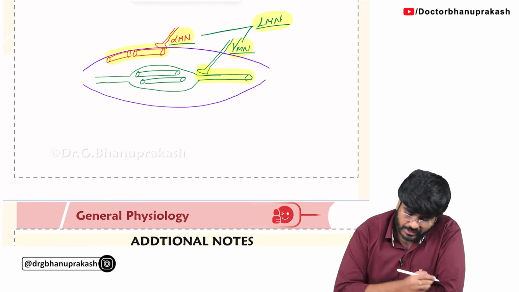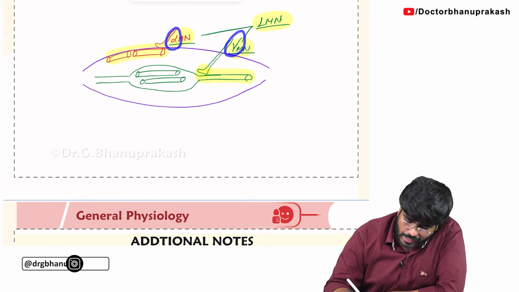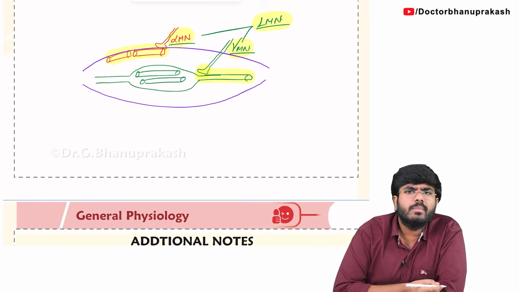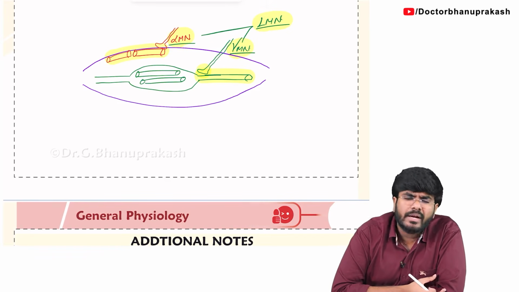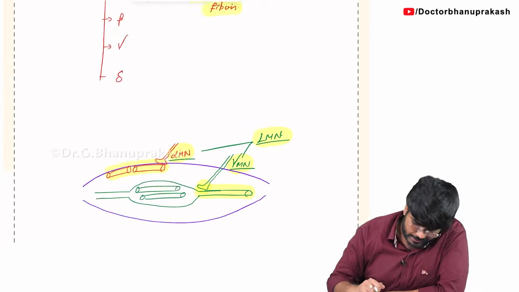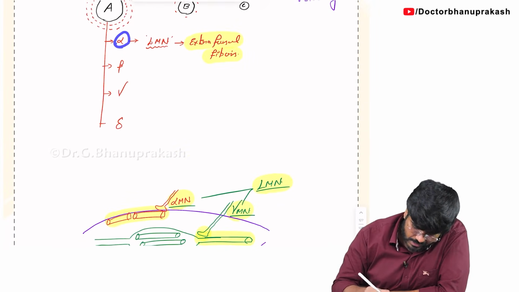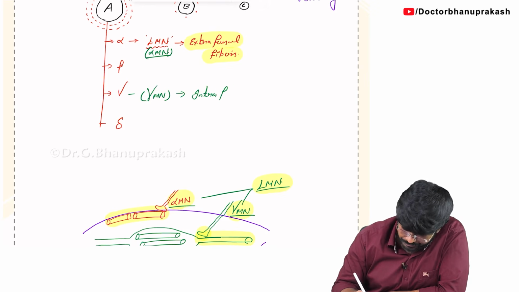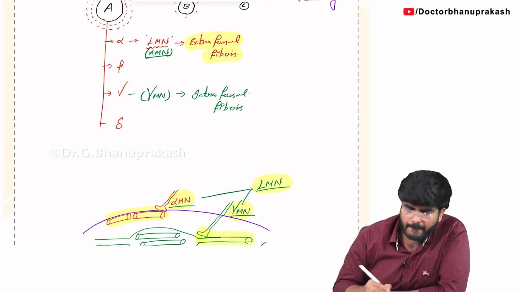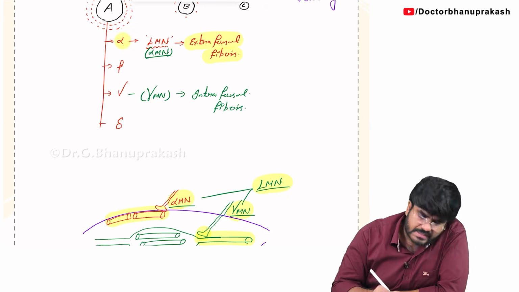Both alpha and gamma are coming under which classification? They are coming under A type of neurons. They are bigger in size, they have high myelination, they have high conduction velocity. Alpha is nothing but alpha motor neuron. And what is gamma? Gamma is nothing but gamma motor neuron, causing contraction of what? Intrafusal fibers.